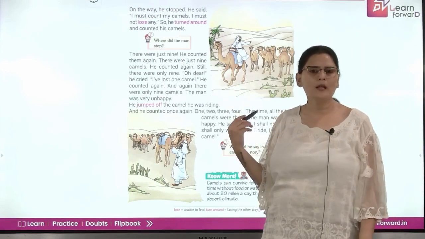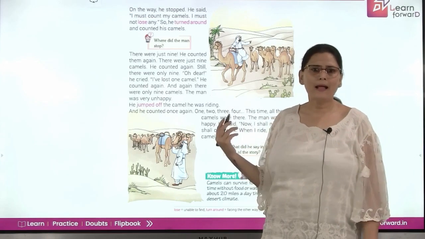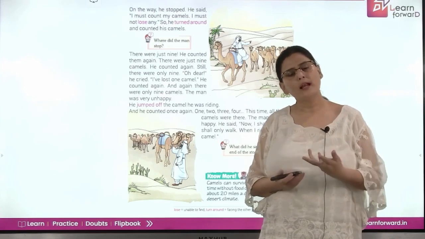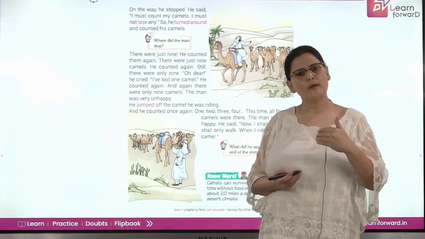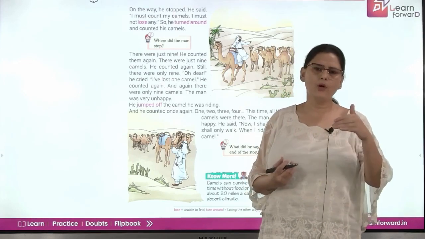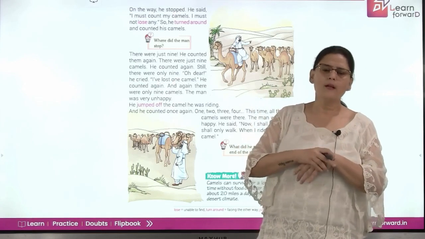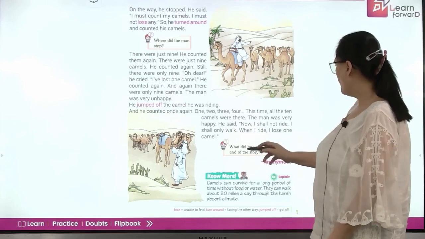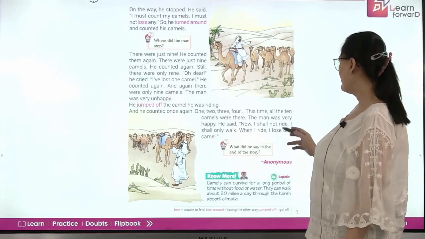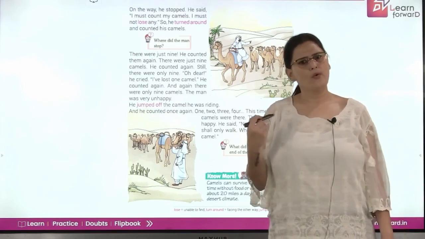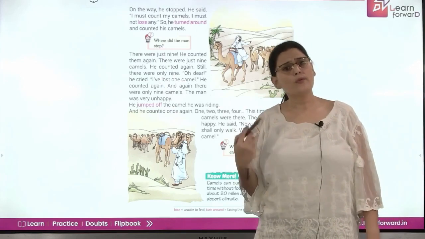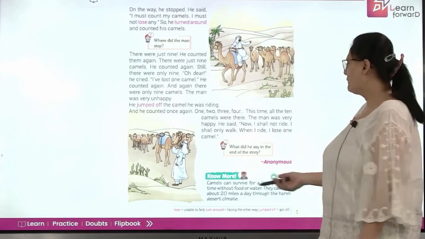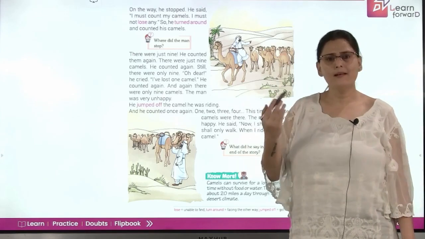He was really weak at maths, so forgetful that he had to count the one on which he was sitting. So now he said, it's better I walk, because if I sit on the camel, my one camel gets lost. So he was really an idiot. What did he say in the end of the story? He said that it's better to walk rather than riding on the camel. He was a big fool, right? So that was about the story of the man who owned 10 camels.